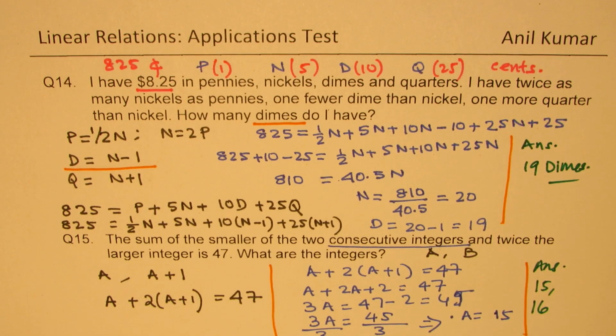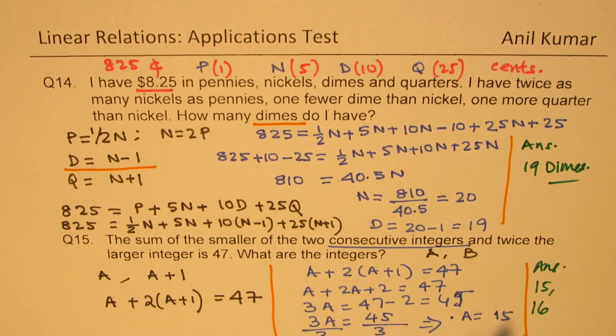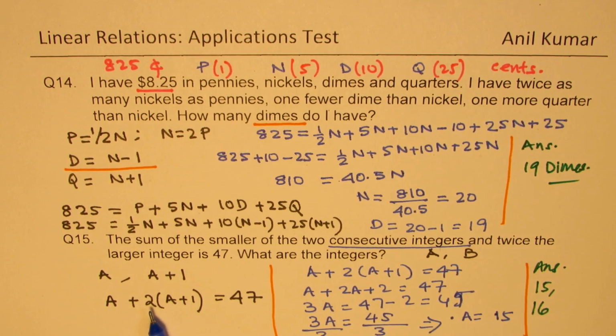So as you have seen, the consecutive numbers should be 15 and 16. You can also check with this value. If you add 1 to 16, it is 17, times 2 is 34. And adding 34 to 15 will give you 47. So it works, correct?